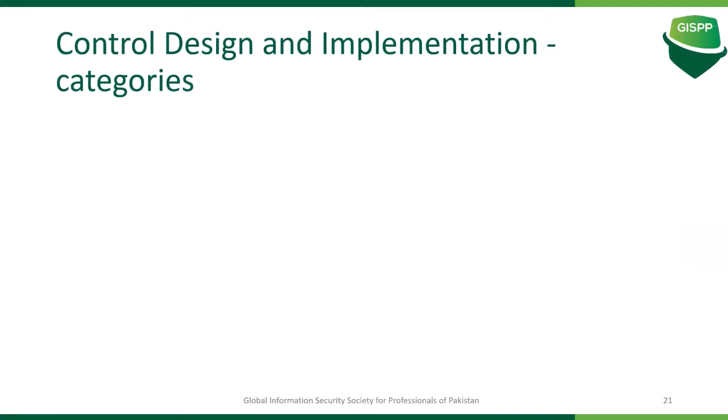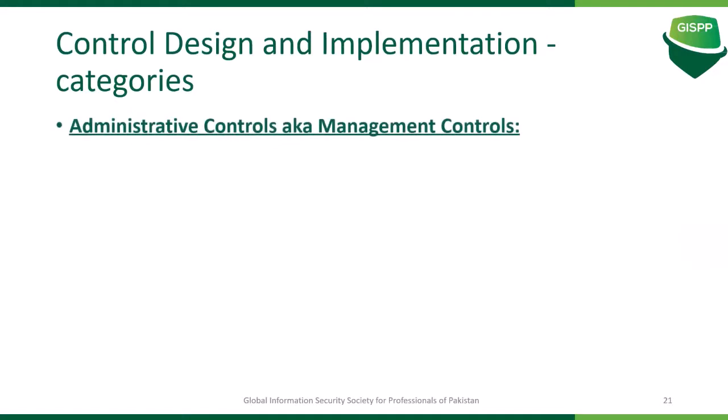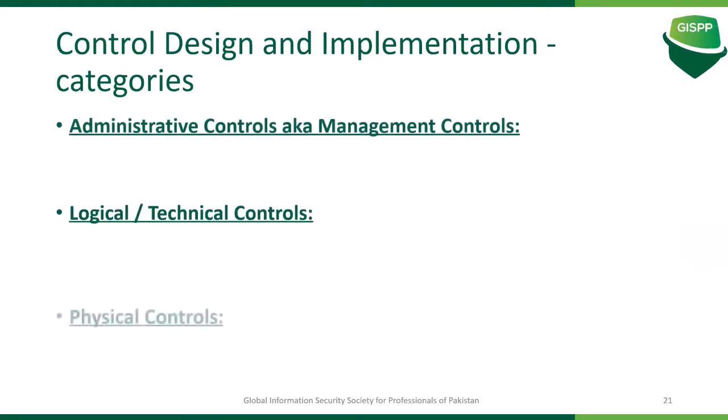Then control design and implementation category. Controls are of different types. There are different categories, and now we are talking about categories. What different categories? Administrative control, also known as management control, then logical and technical control, and physical control. Physical controls are easy. You can see when you're talking about fences, you're talking about locks. Administrative controls are also easy. It's something related to paper.